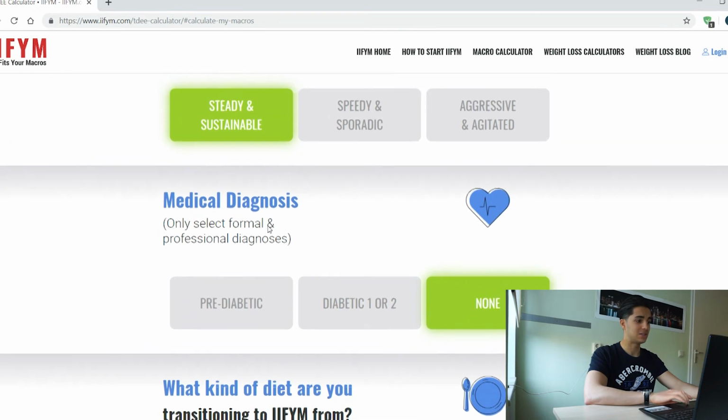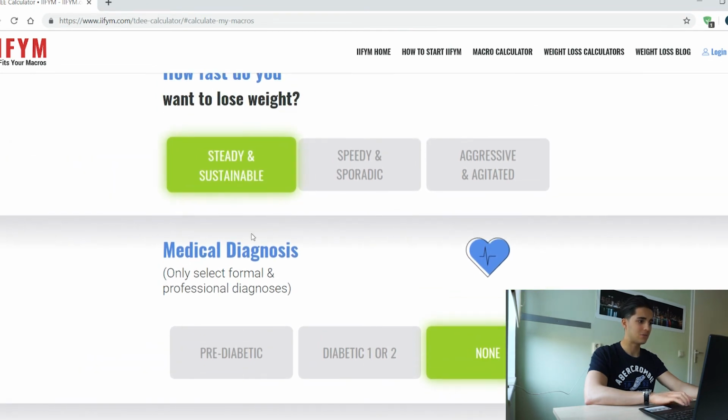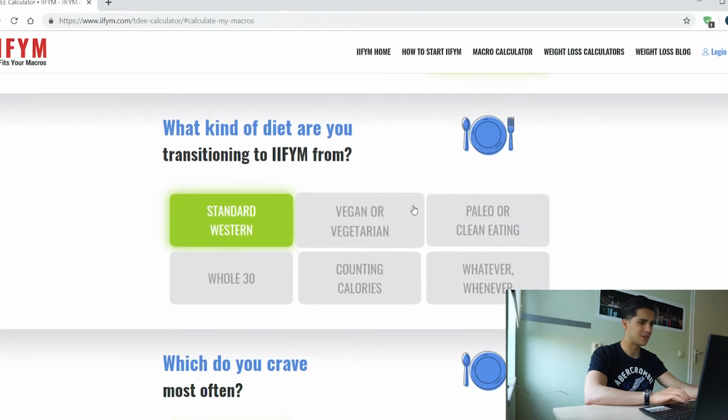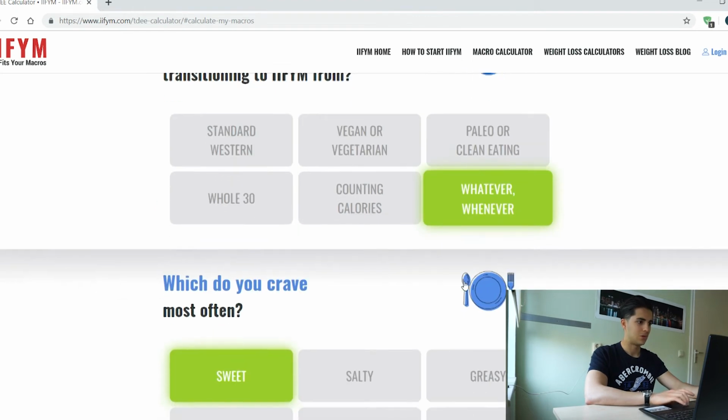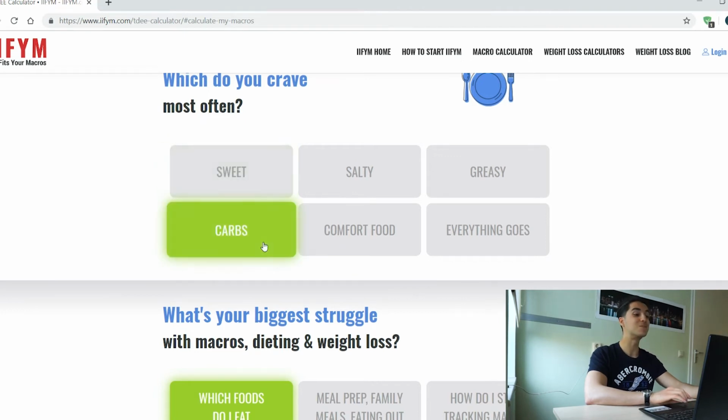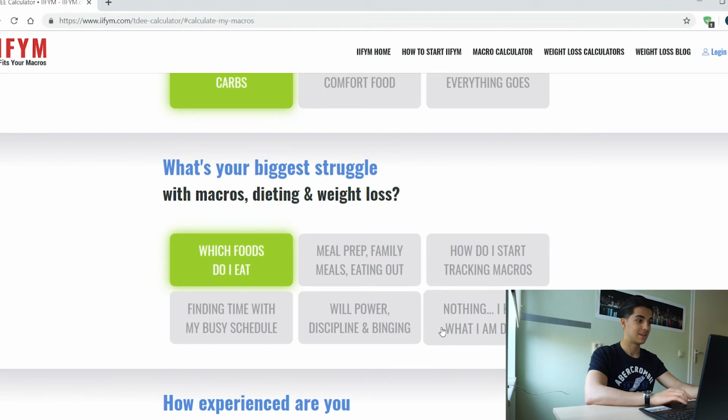Alright, so steady and sustainable. Medical diagnosis? No, none. What kind of diet are you transitioning to? If it fits your macros. I was always doing if it fits your macros, man. So yeah, whatever. Which do you crave the most? Carbs. Carbs, definitely carbs.